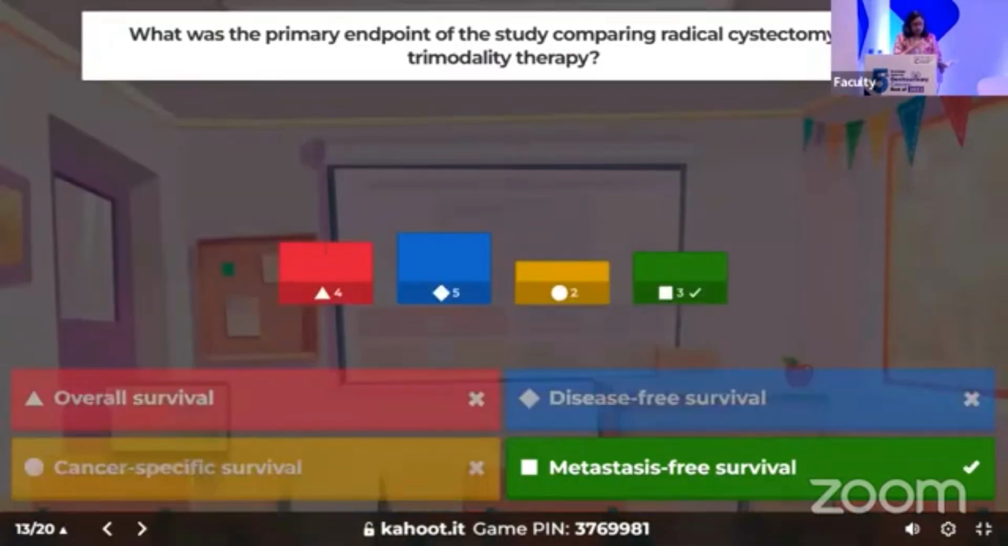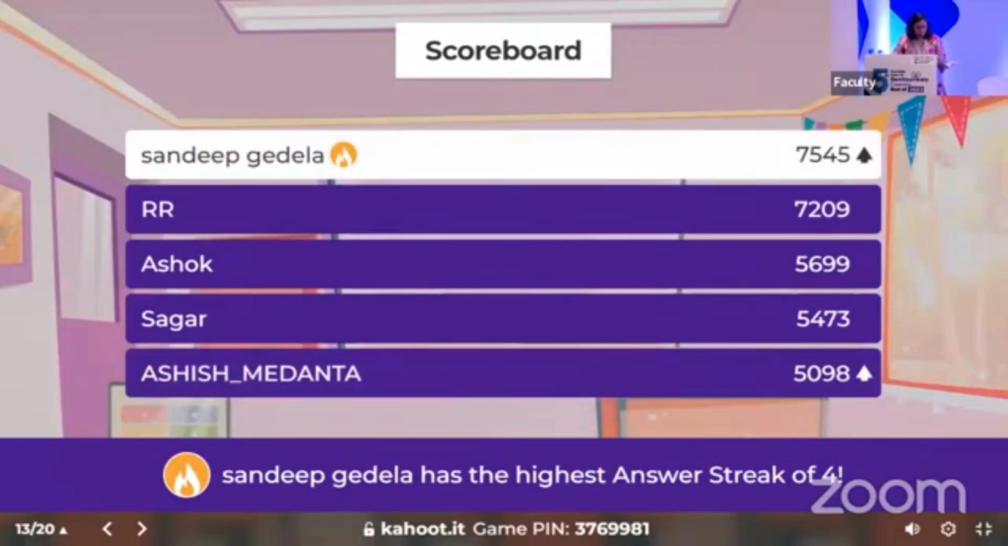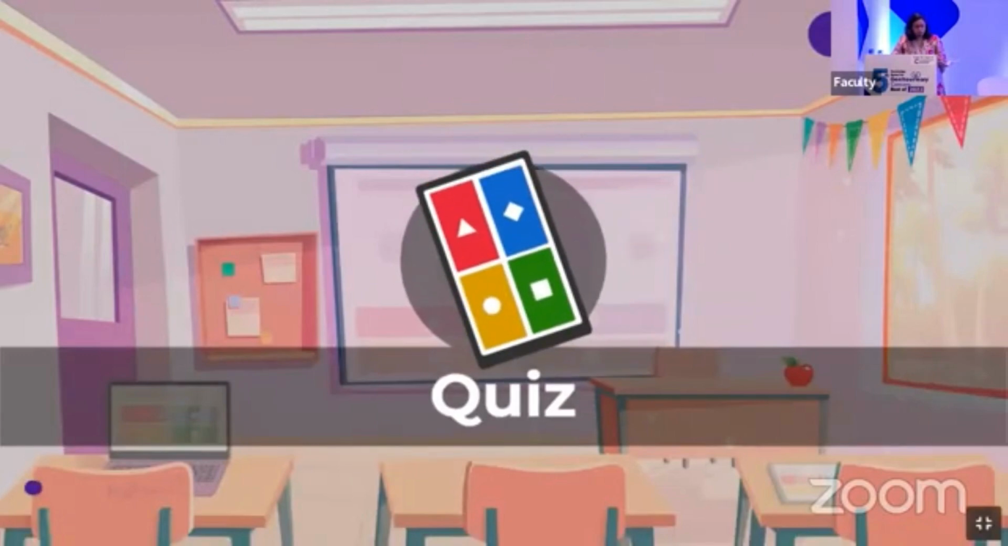So the right answer was metastasis-free survival, and 3 people have got it right. So we look at the scoreboards now. Sandeep is the highest scorer, and RR is second, followed by Ashok. And we go on to question 14, the next question.